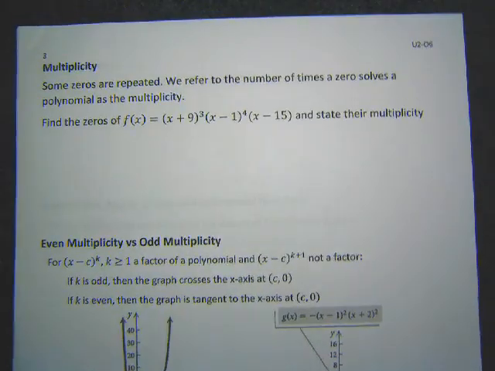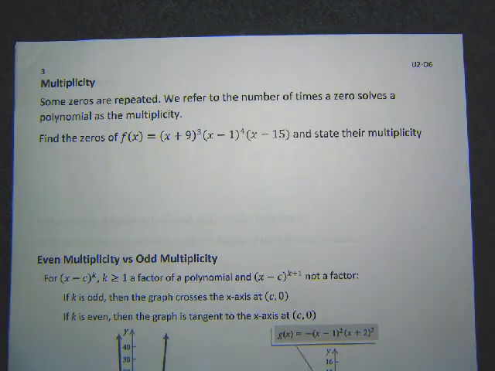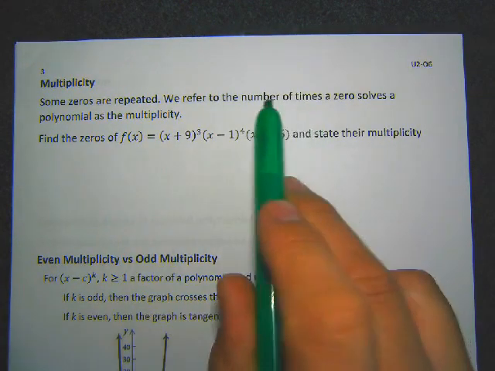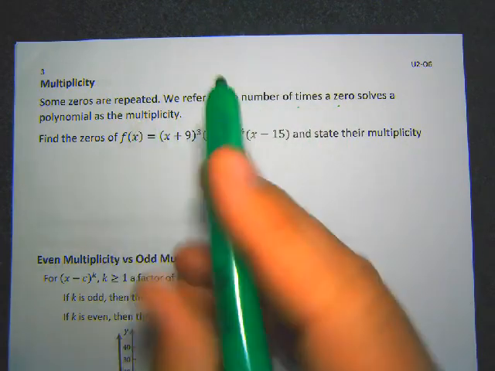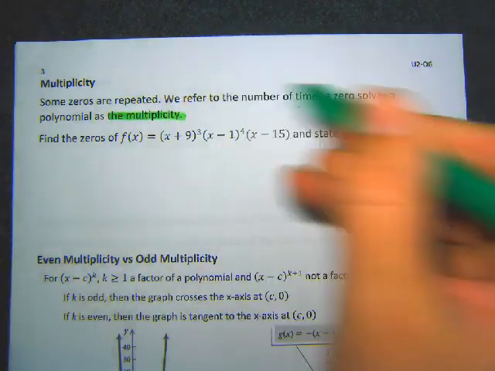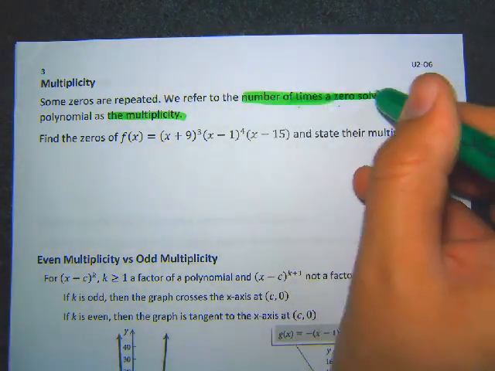Now, some zeros are repeated. They might have the same 0 more than once. That was possible with the parabolas. I said that you could have a repeated real 0, where you have the same real 0 twice. So you can have polynomials where you have repeated zeros. We refer to the number of times that it's a 0 as the multiplicity. So the multiplicity is the number of times a 0 solves your polynomial.